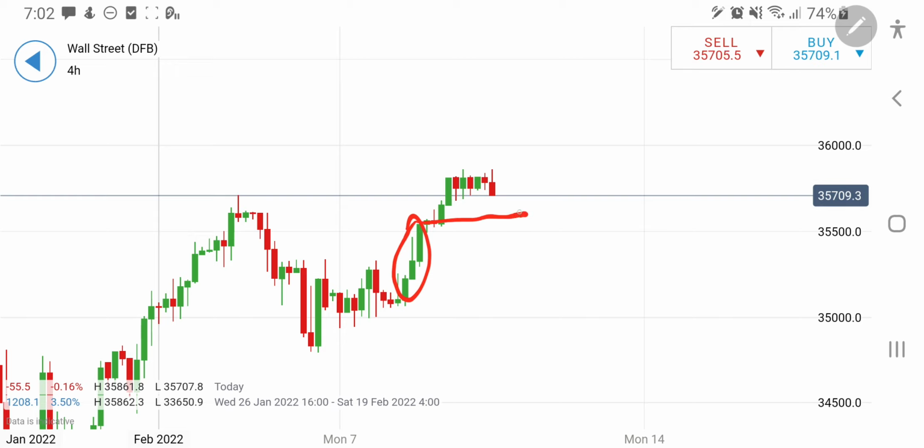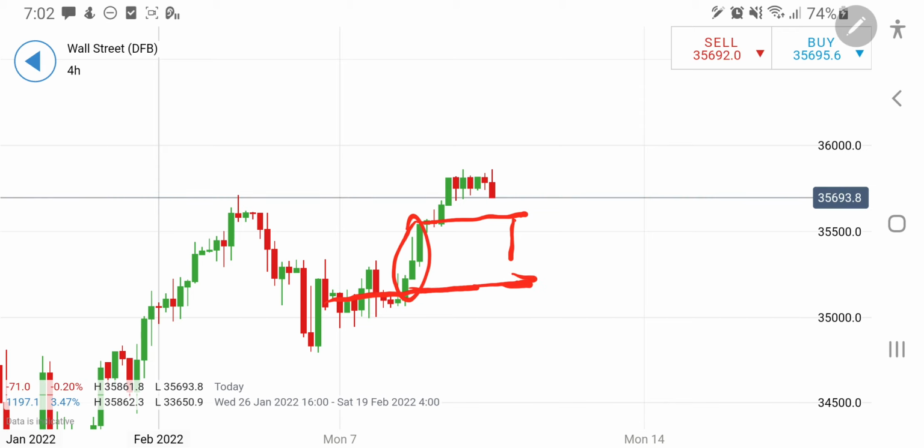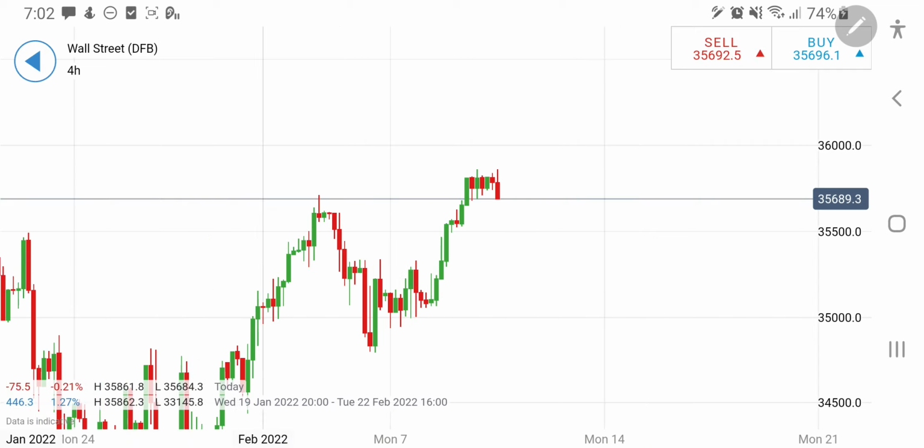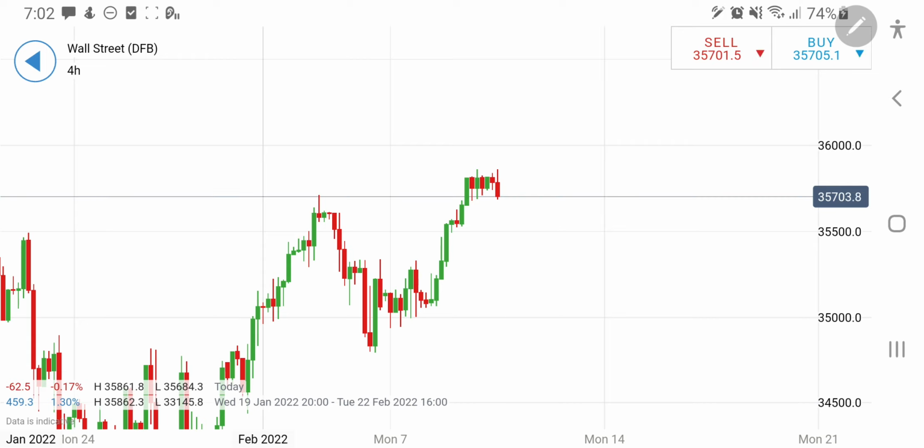If it breaks 35,550, we can expect it to drop sharply again towards this zone. Maybe by tomorrow we might see 35,200 levels, and then you can expect it to drop again later on. But right now it appears to be bearish. Since this morning I had said that we are expecting a break. By the time I was making a video for Nasdaq 100, I said that I am expecting it to drop, and that is what has happened.